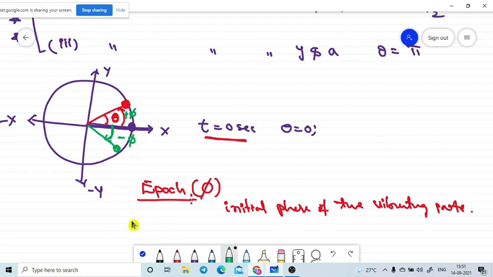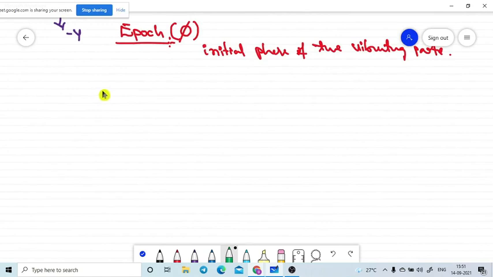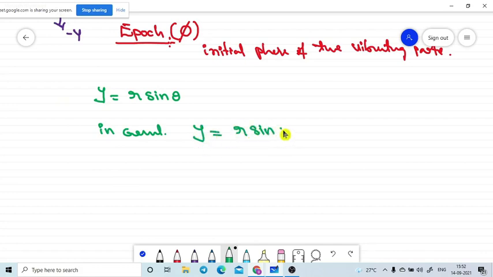So that means the general expression of the displacement of the particle. What is the formula? y is equal to R sine theta. It is the real expression. But for all types of expression, in general, what is the general expression? y is equal to R sine of (theta plus or minus pi).